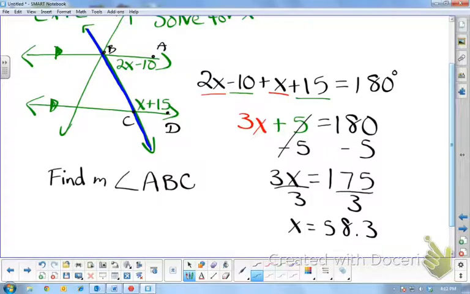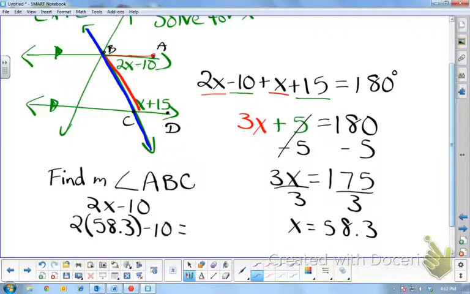Well, I would take that answer I just got and plug it into my expression for ABC. So ABC was the angle starting at A, going through B, and hitting C. So the angle that contains is 2x minus 10. So we're using the 2x minus 10, and everywhere we see x, we'd replace it with 58.3. And then we'd solve. 2 times 58.3 minus 10 is 106.6.